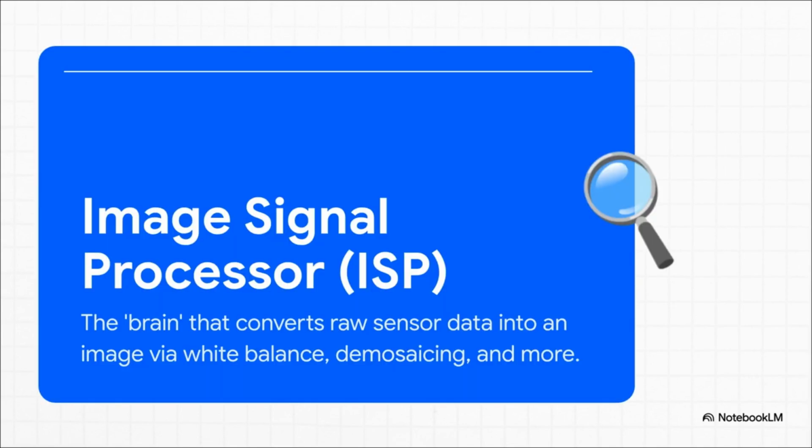Now, traditionally, the brain of a camera is something called the image signal processor, or ISP. You can think of it like a little digital darkroom. It takes the raw data from the sensor and develops it into a picture you can actually see. It handles stuff like color, white balance, and some basic noise reduction. And for decades, that was fine. But to get around the hardware limits we have today, we needed something a whole lot smarter.